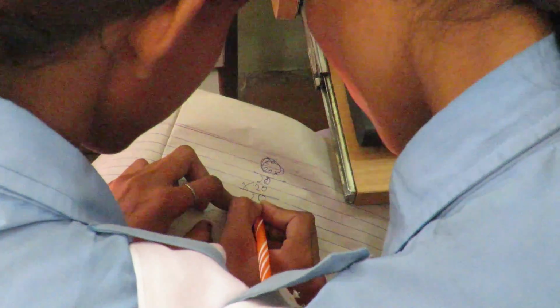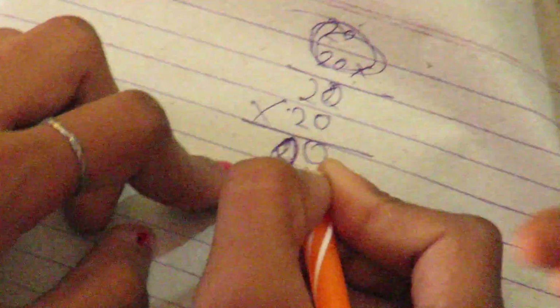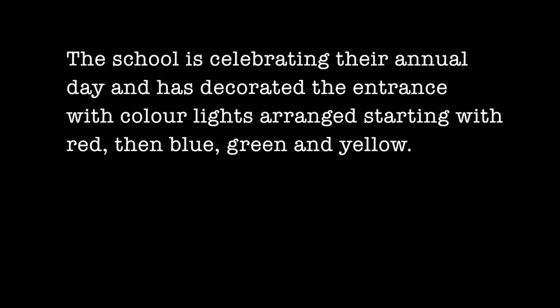If the students can explain and justify their actions, then you can understand how the student is thinking and constructing the problem. So you can facilitate better learning. This can lead students to make conjectures in other maths problems. So if you give them another problem, say, the school is celebrating the annual day and has decorated the entrance with color lights arranged starting with red, then blue, green and yellow. Make a conjecture of what the color of the 15th light will be. Students will be able to show a drawing as well as a written solution.